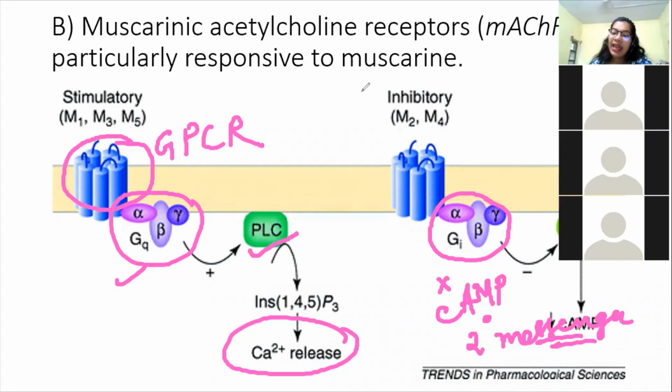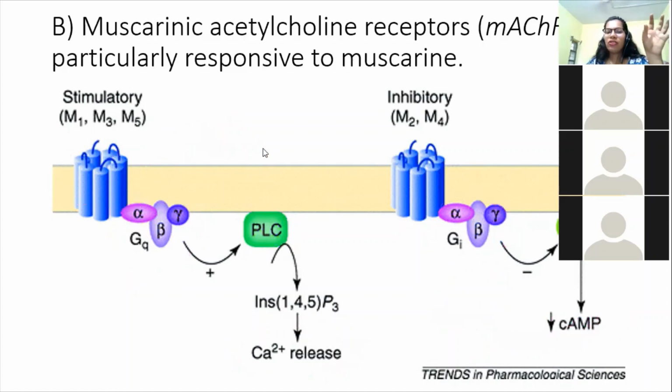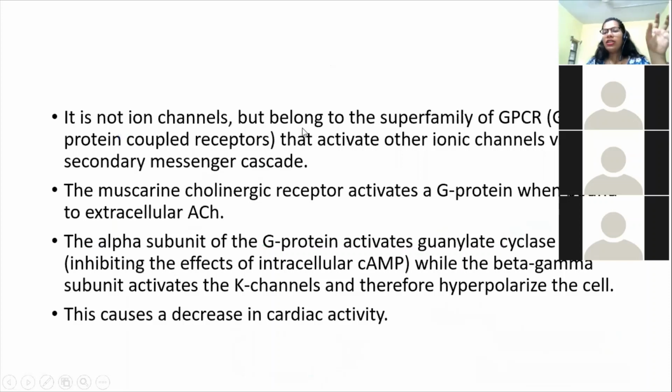What is the difference? There it was direct binding of the ligand and carrying out the signals. Here the binding is over here, but then it is activating your GPCR. And when we are going to study cell signaling in cancer, it's everything based on GPCR. So for now, only this much is important, that it is based on your GPCR, either inhibitory or excitatory. It is not the ion channels, but they belong to the family of GPCR that activate the other ionic channels in order to carry out the cell signaling.